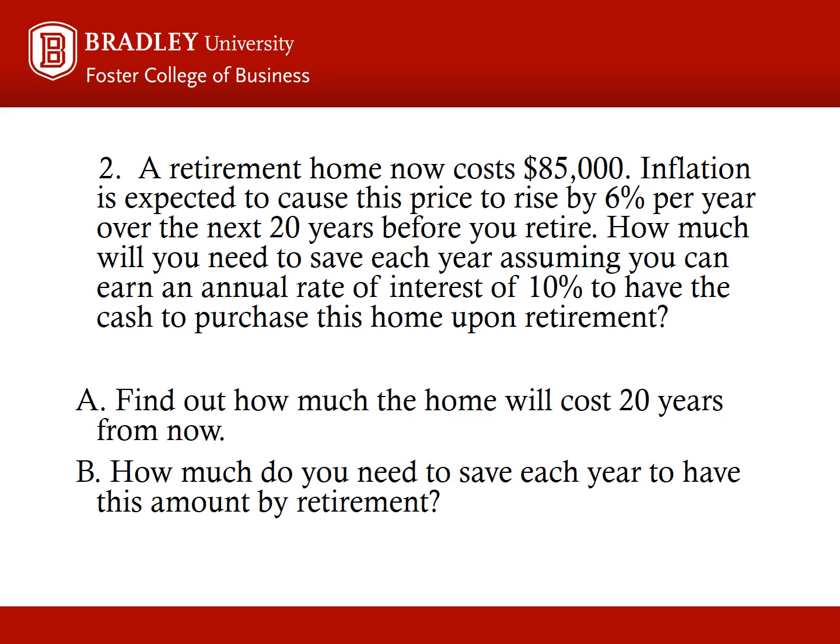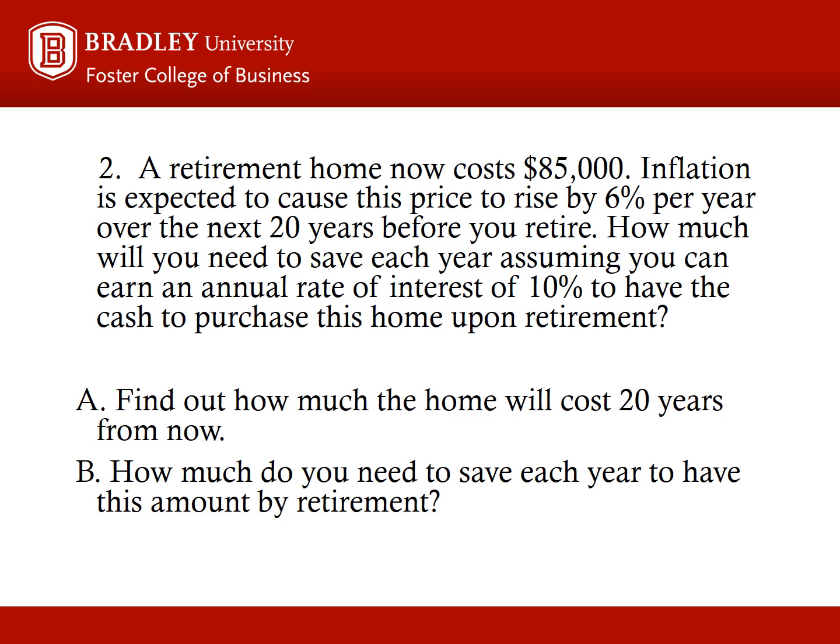Next problem, it's another accumulation of a future sum type problem. We've got a retirement home that now costs $85,000. Inflation's expected to cause this price to increase by 6% per year over the next 20 years before you retire. How much will you need to save each year, assuming you can earn an annual rate of interest of 10%, to have the cash to purchase this home upon retirement?